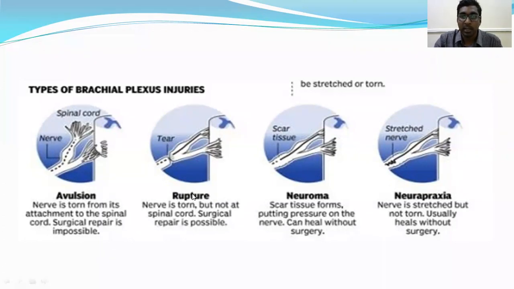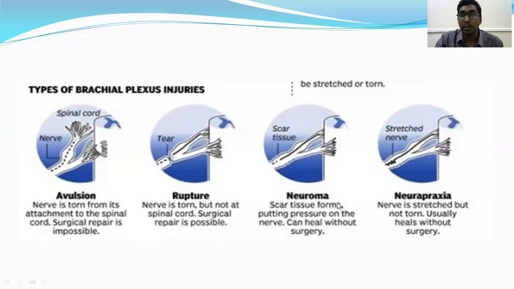So it's a rupture. Rupture means the nerve is torn, but not at the spinal cord. It's not at the junction of the spinal cord and root. At some slightly lower level, the nerves of the plexus are injured. So surgical repair is possible.